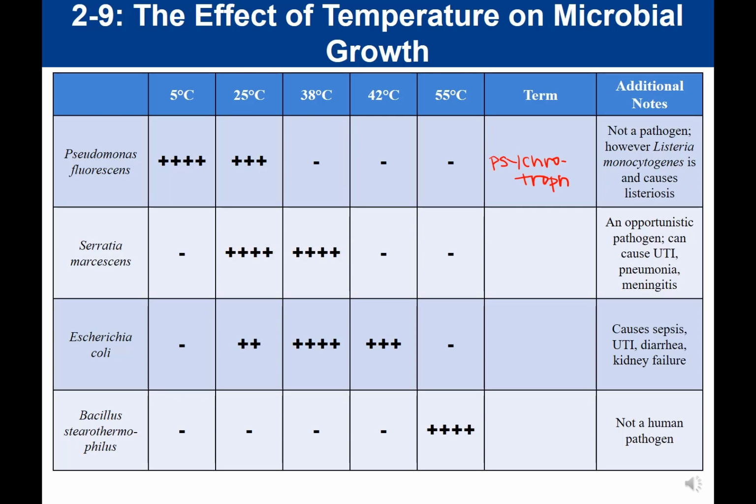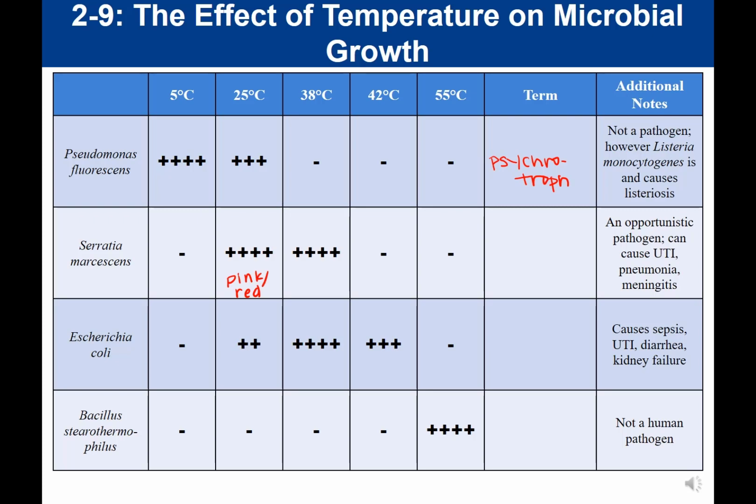So the next one that we're going to talk about is the Serratia marcescens. And again, notice that it grew best at 25 and 38. When it grew at 25, it produces that pink or red pigment. And it did not produce that pigment at 38. Serratia did not grow at 5 degrees. It did not grow at 42. It did not grow at 55.